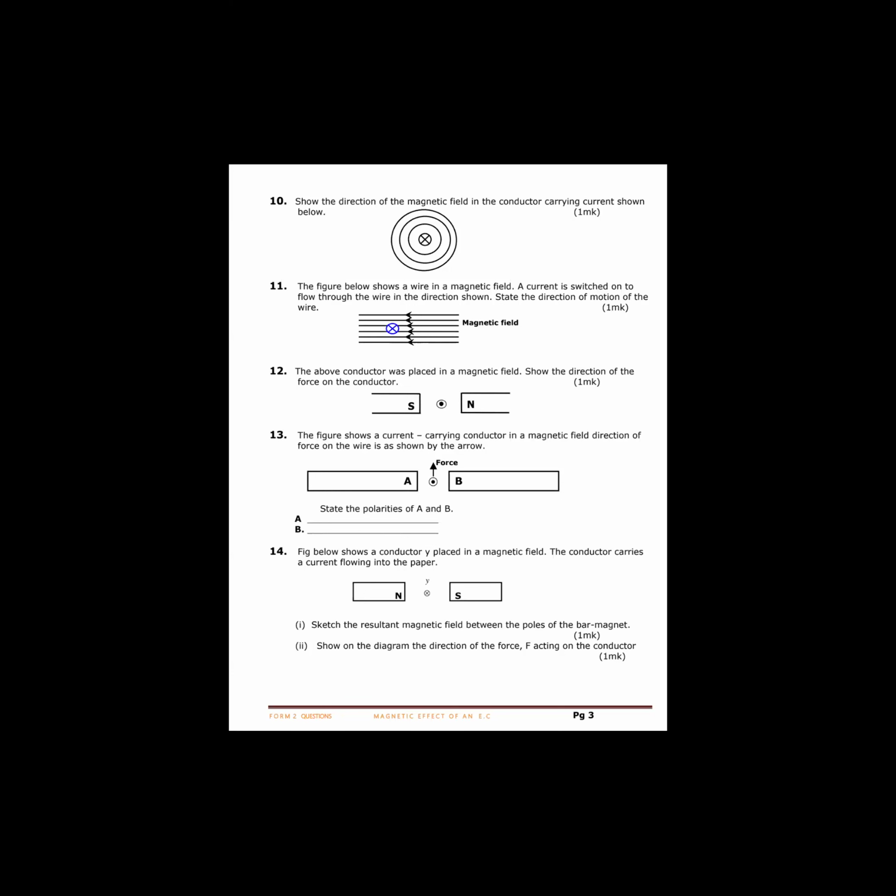Can you note that question somewhere as I share something here? Note question number 13 somewhere. Remember that we have been asked about the polarities in A and B, and there is a current up, and the force is moving in the upward direction.